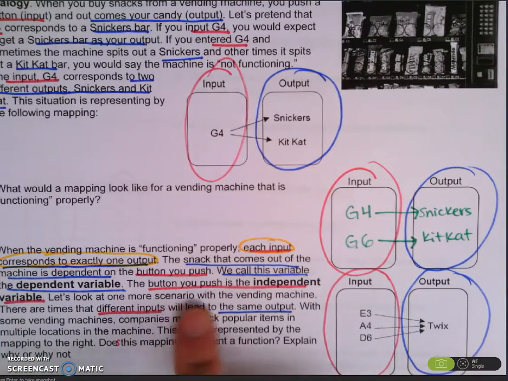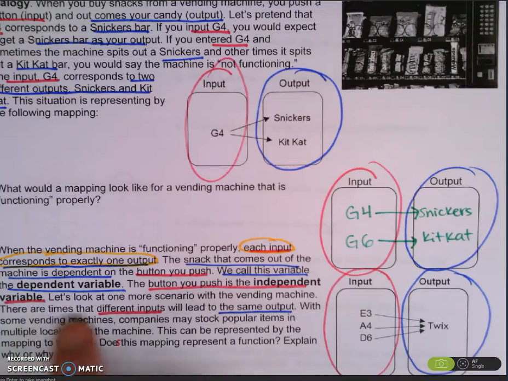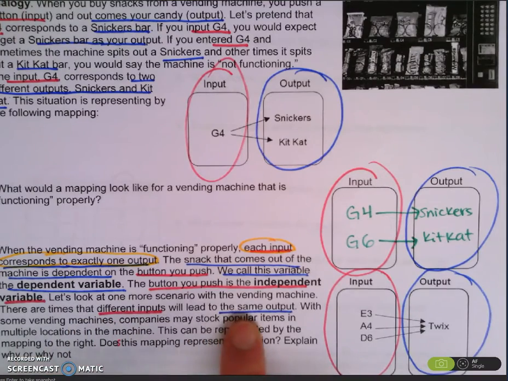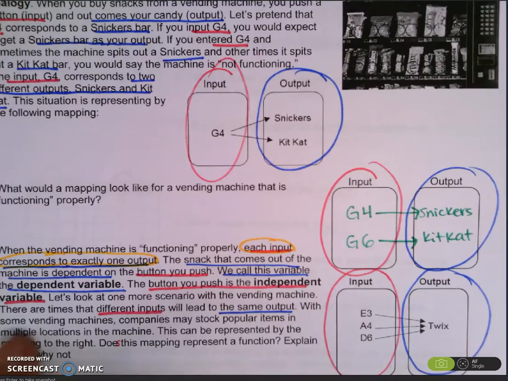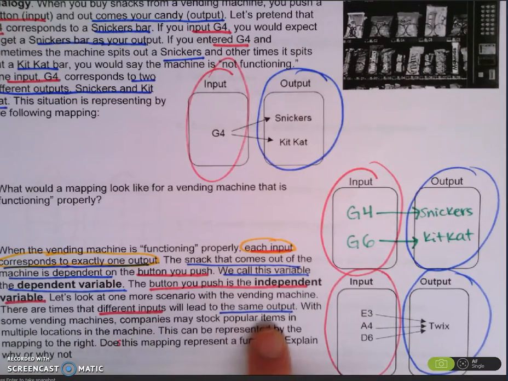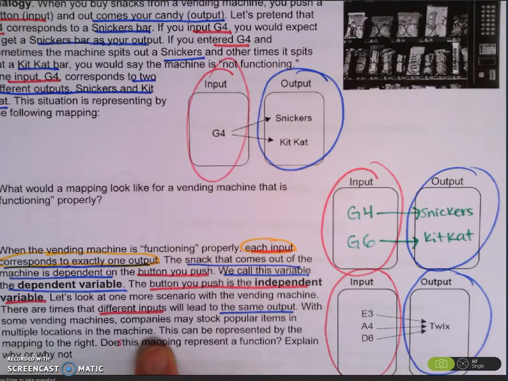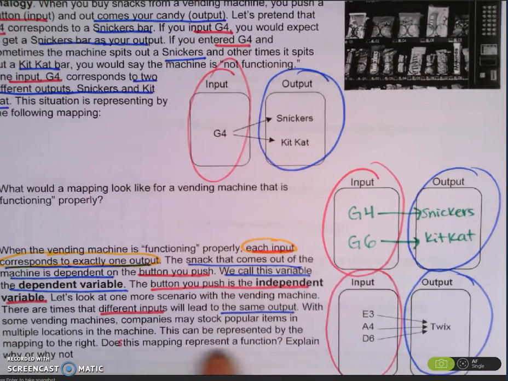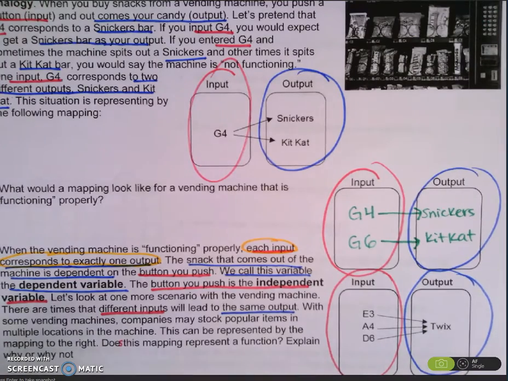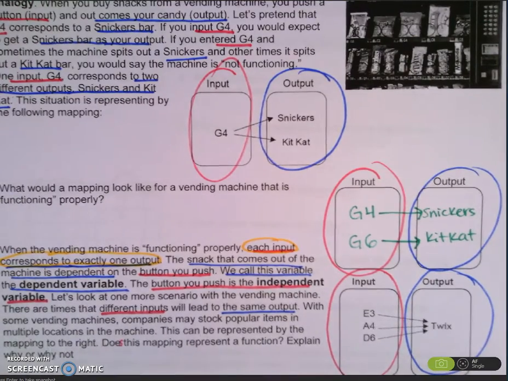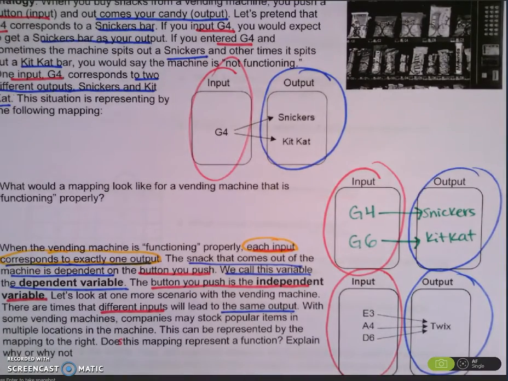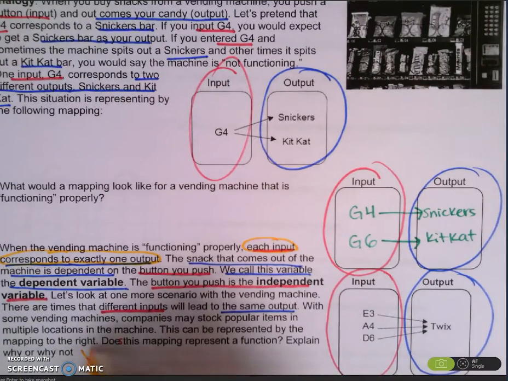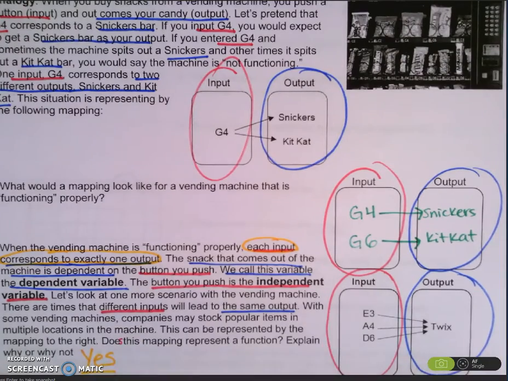Let's look at one more scenario with the vending machine. There are times that different inputs will lead to the same output. With some vending machines, companies may stock popular items in multiple locations in the machine. So we'll have a whole bunch of rows of hot Cheetos, because those are my favorite. This can be represented by the mapping to the right. Does this mapping represent a function? Explain why or why not. Talk in your groups. Do you think this is a function? Did you say yes? If you said yes, then you are correct.